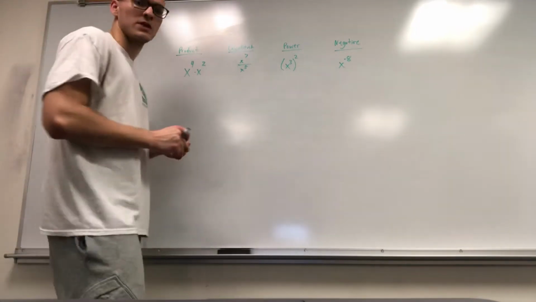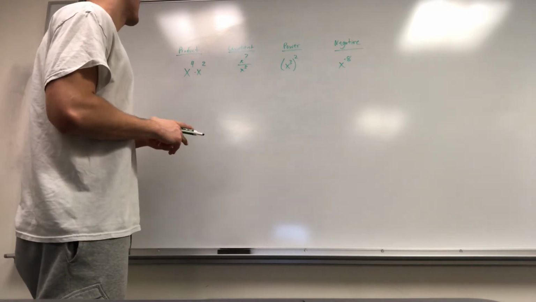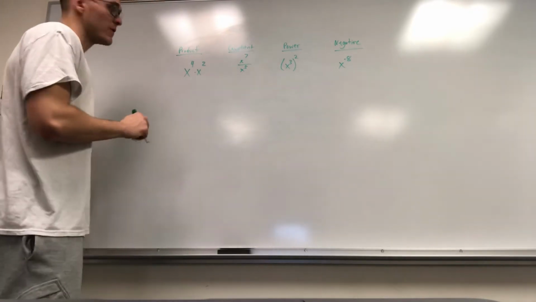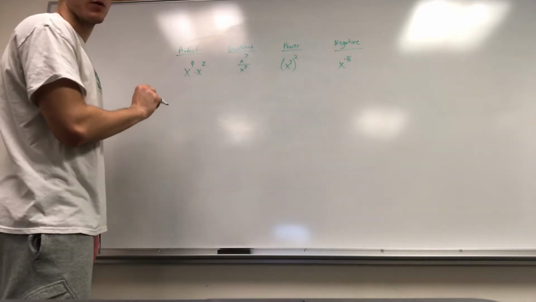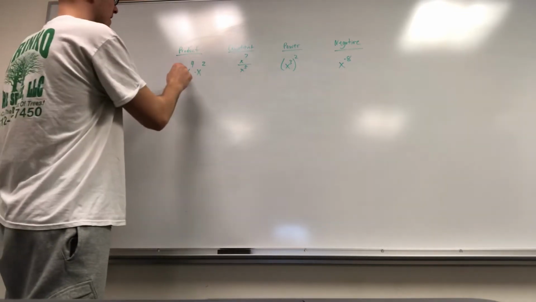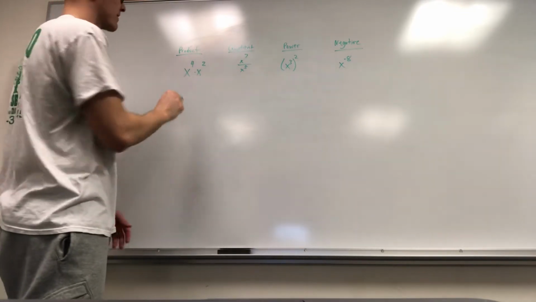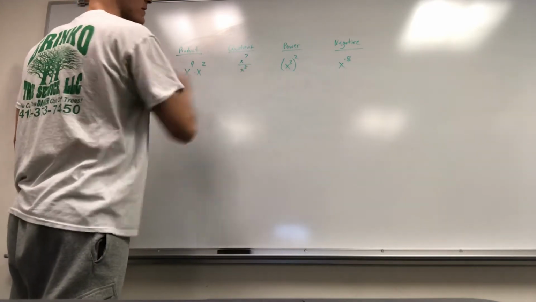Alright, in this video I'm just going to go over some of these exponent rules. The first one is when you have x to the fourth times x to the second. It's very important that you notice that these are both x's, because this doesn't work if it's x times y or x times anything else. This only works if these are both x's. And that goes for this one as well.